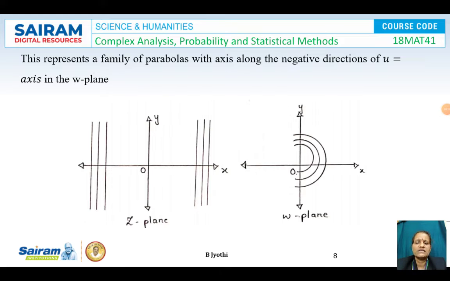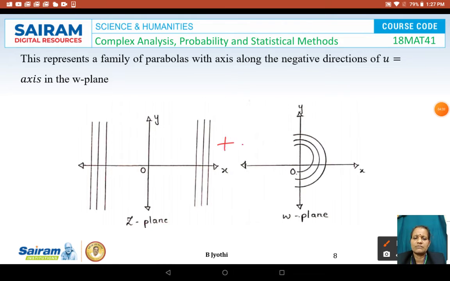So it is representing the family of parabolas with the axis along the negative direction of the u axis in the w plane. This is the z plane. In this, we have taken x is equal to a constant, that is a positive constant. This is what it is represented. This is plus a and here it is minus a. Whether it is plus a or minus a, we get the parabolas in this direction itself, because the power of a is even, therefore we will get the same equation of the parabola, a family of parabolas.